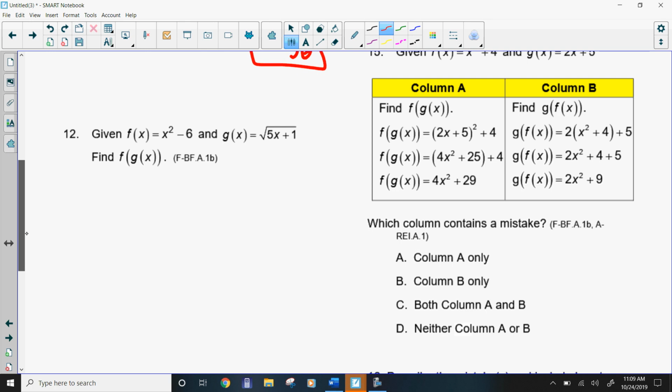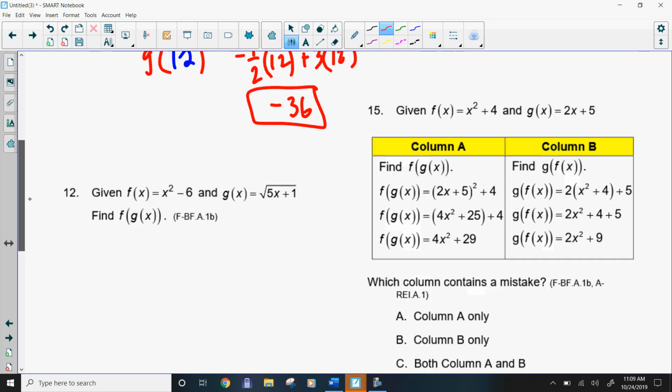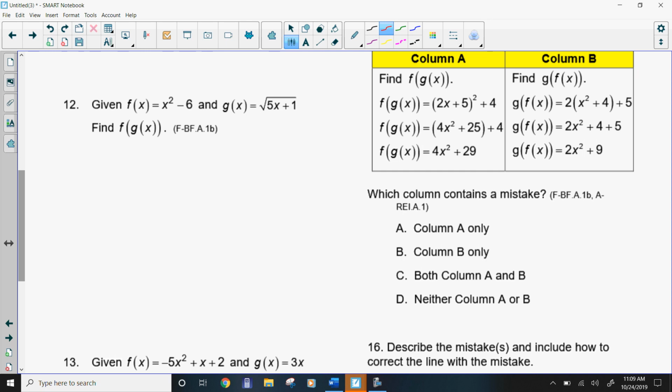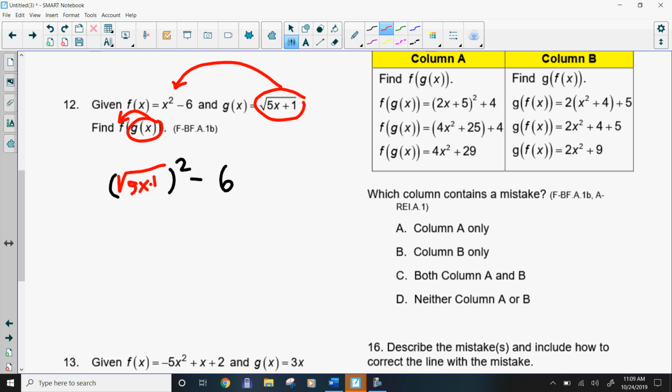Anytime you have two letters in a row, it just means put one problem into the other. So it says f of g of x. So we're going to take the g of x problem and we're going to put it inside of the f problem. So the g of x is this one. We're going to put it inside of this one. So f of x is parentheses squared minus 6, and then we're going to put the radical 5x plus 1 on the inside.